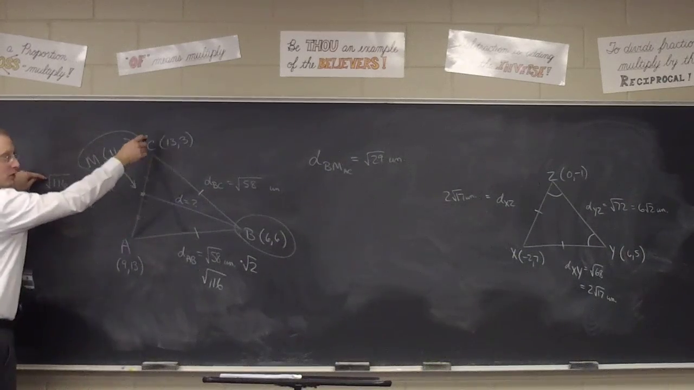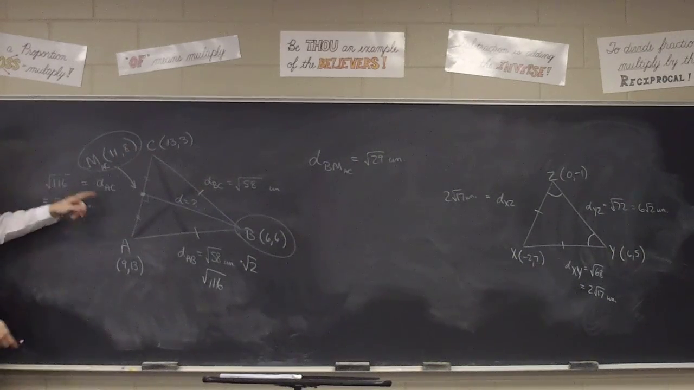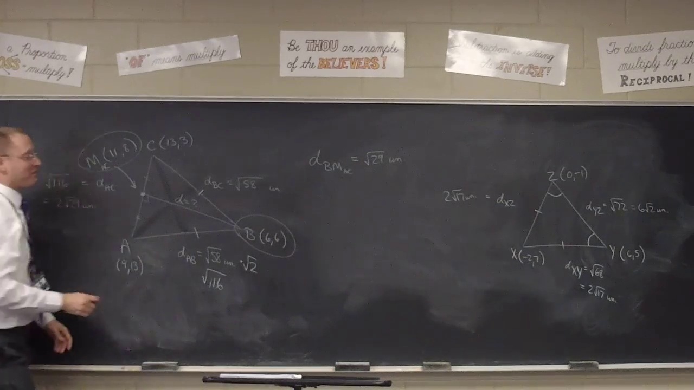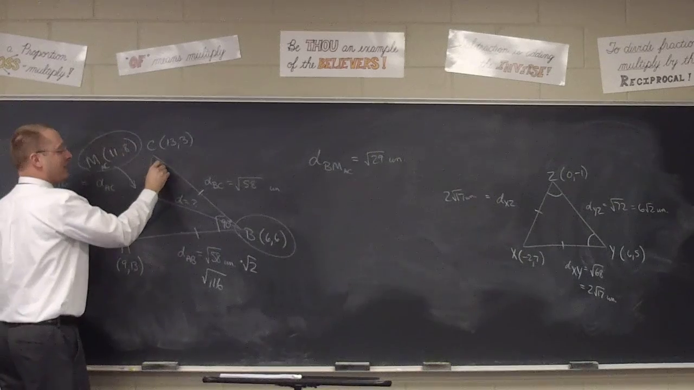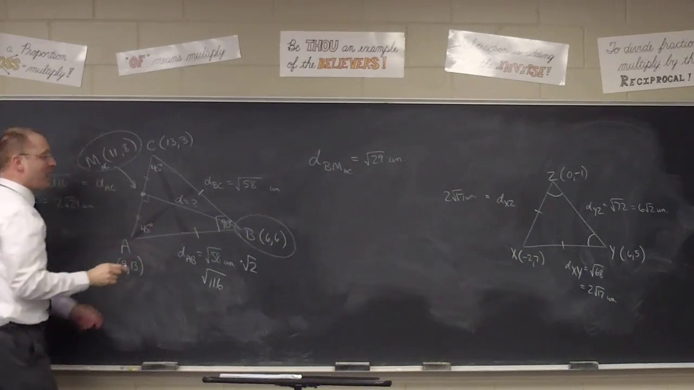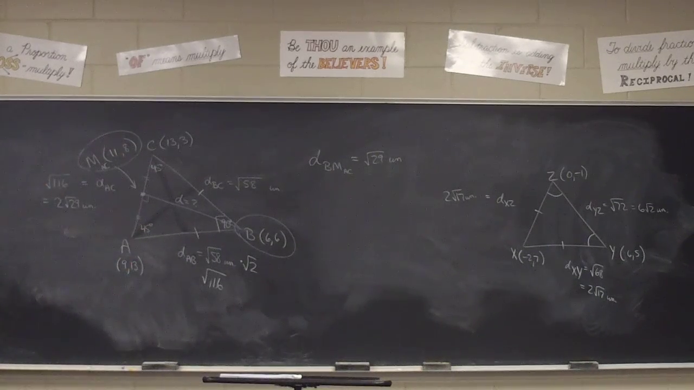X times the square root of 2. This isn't just an isosceles triangle. What is it? It's a 45, 45, 90. This is apparently a 90-degree angle, obviously not drawn to scale, right? And apparently these are 45-degree angles. It's a kind of interesting observation there.